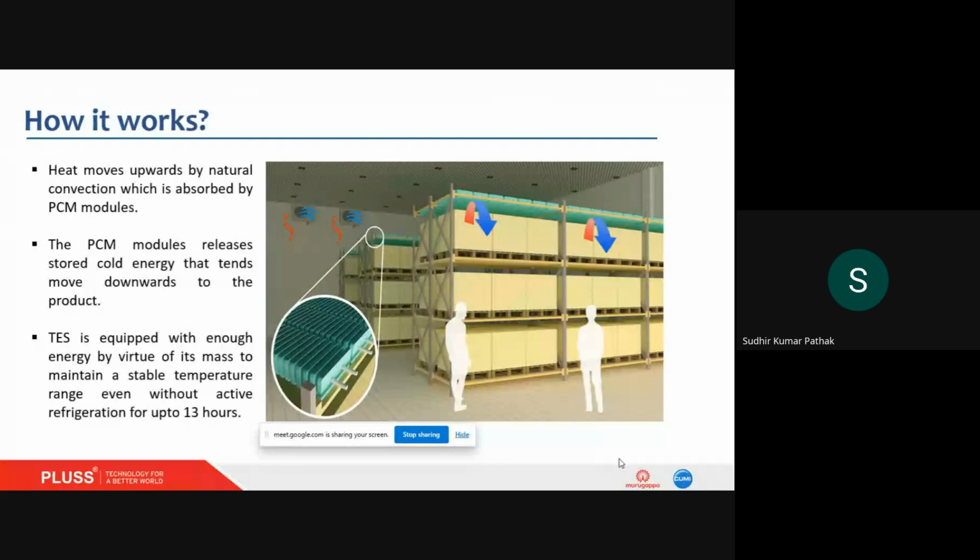So it is a very good option for rural regions where electricity fluctuations are very high, or there are power outages for a few hours. Then we can implement this type of solution that will help us maintain temperature and maintain the integrity of that product.